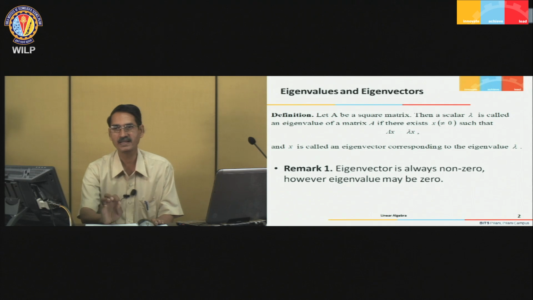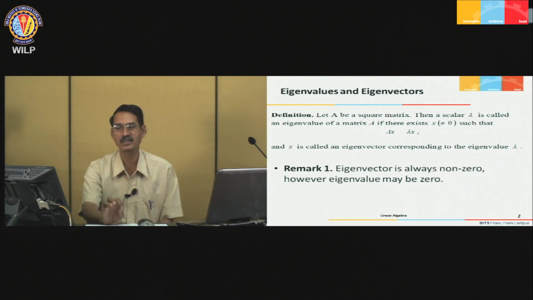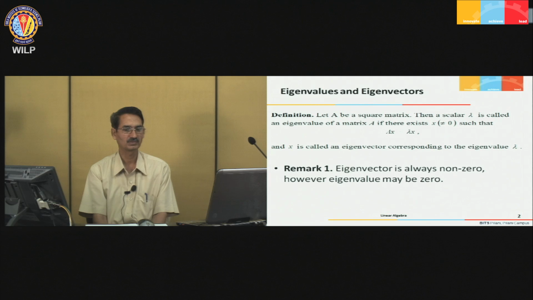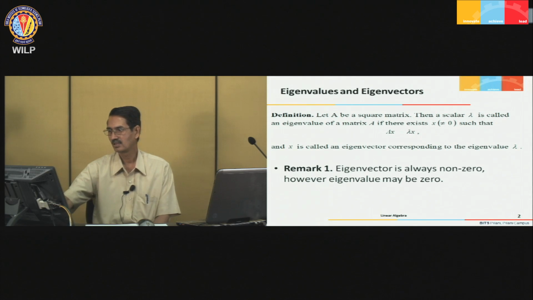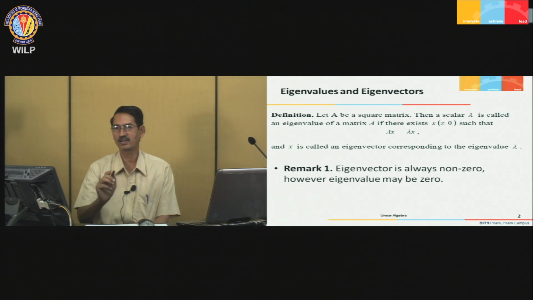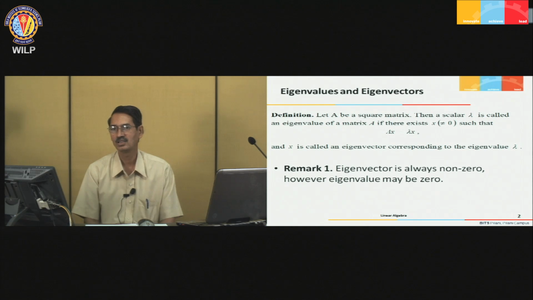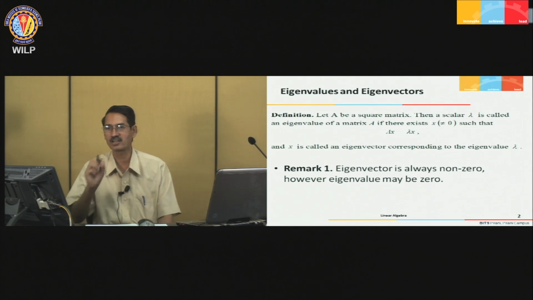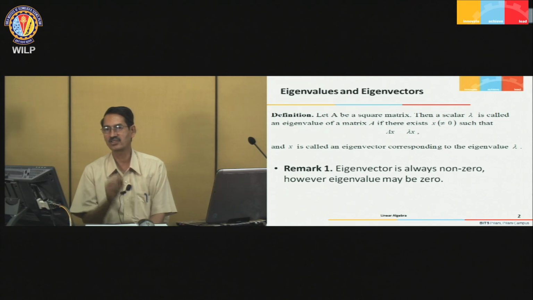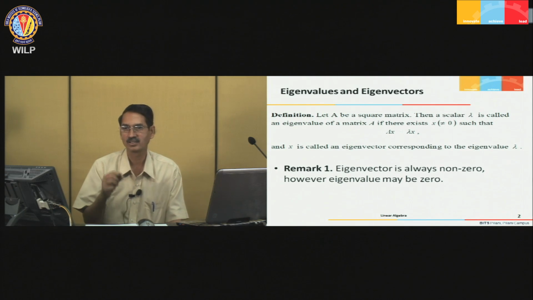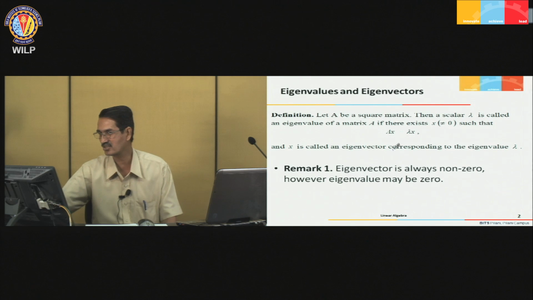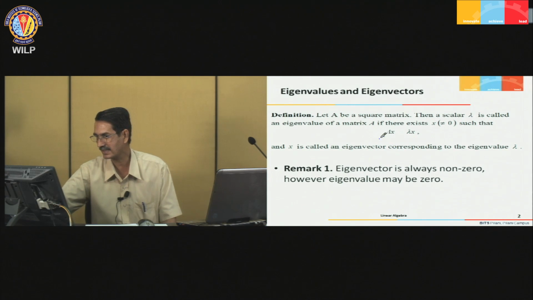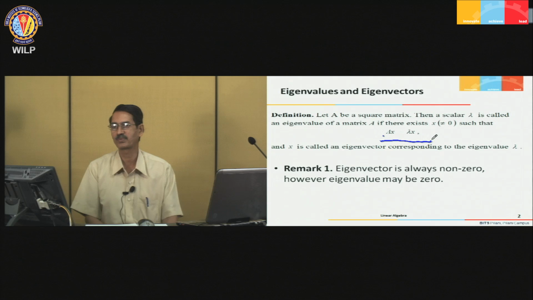So, the first step is that A is given to be a square matrix. Then a scalar valued number lambda is called an eigenvalue of A if, or in fact if and only if, there exists a non-zero x. This non-zero x is very important: a non-zero x such that Ax is equal to lambda x.